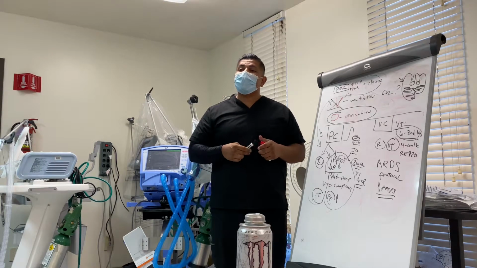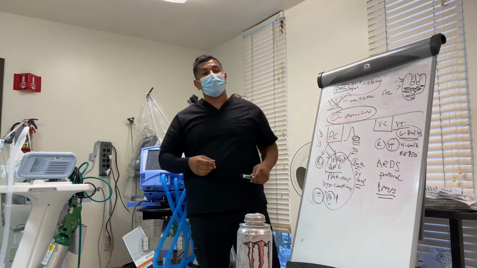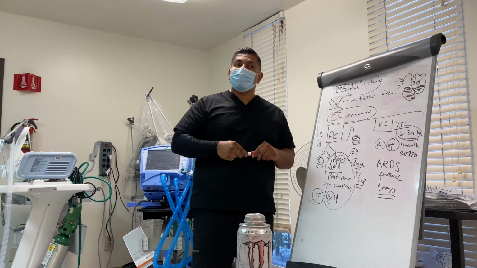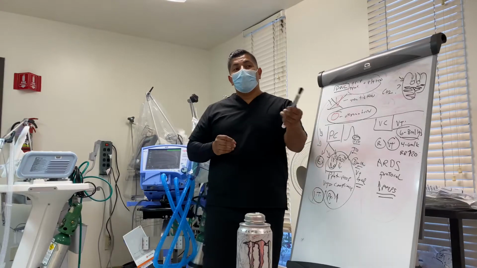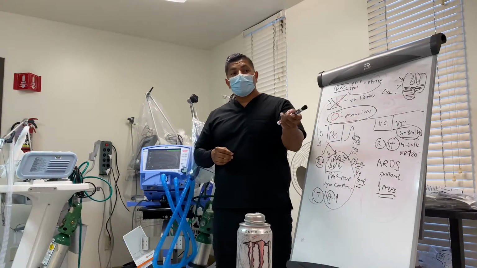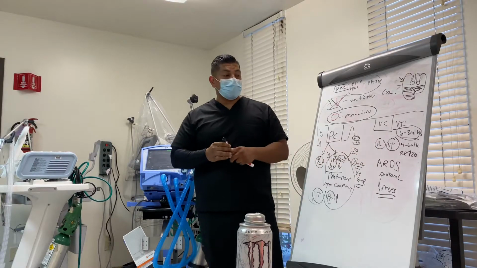What is the main problem with COVID-19? Oxygenation. Why? Because the lungs are stiff, and they have high peak pressure. That's true. High plateau pressure. That's true. But low compliance. That is all true.